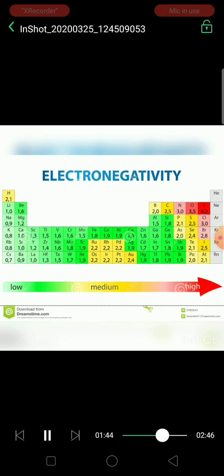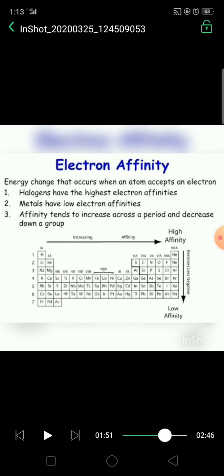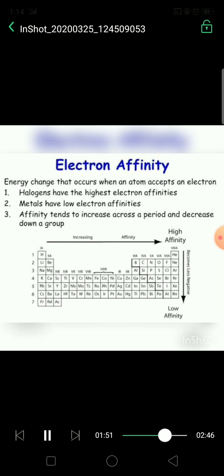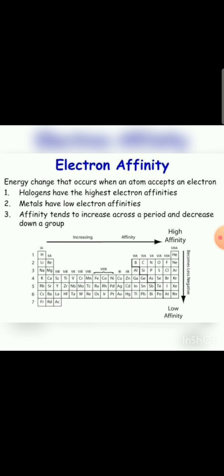Next, we are going to deal with electron affinity. What is electron affinity? The word affinity itself says something is lacking. Electron affinity is the energy change that occurs when an atom accepts an electron. They want an electron. It is similar to ionization energy and electronegativity, only in a different way. The changes that occur with electron affinity are the same as those in electronegativity.